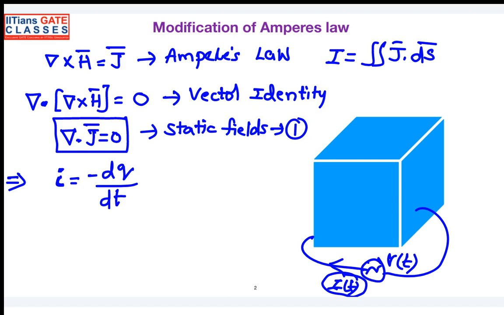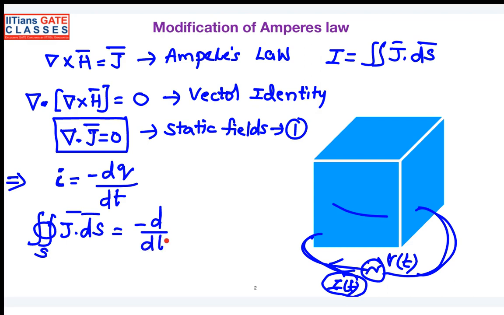Now you can see here, since the loop is closed, I can calculate the current as the double integral J dot ds, where the surface is closed. You can see here, this is my closed surface, and it is equal to minus d by dt of Q, which can be written as the triple integral rho v into dv in terms of volumetric charge.